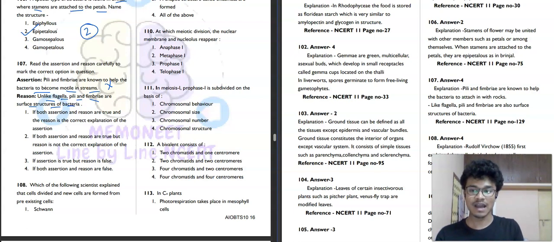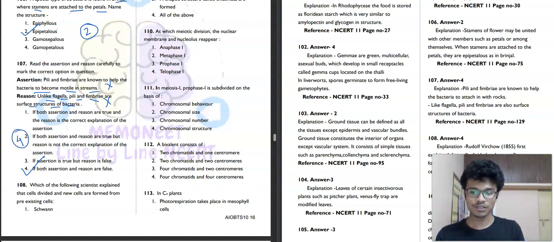And the reason is given: unlike flagella, pili and fimbriae are surface structures of the bacteria. So pili and fimbriae are the surface structures of the bacteria. This is correct, but unlike flagella, flagella is also a surface structure of the bacteria. That's why this reason is also wrong. So both assertion and reason are wrong. That's why the fourth option will be our correct answer for this question.